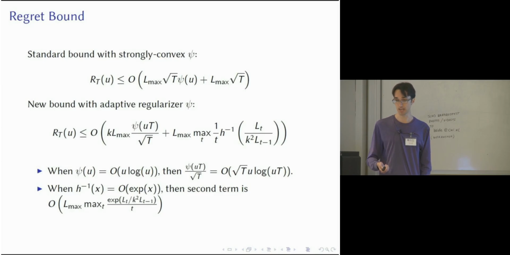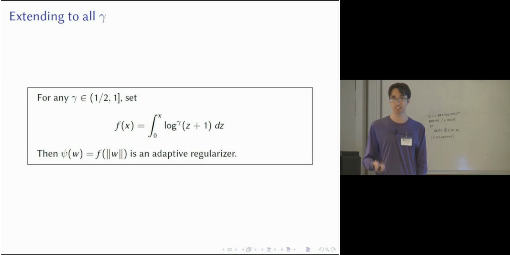But we want to do it for any gamma from 1/2 to 1. So we have to go a little bit further. And that's actually pretty easy to do, because checking whether something is an adaptive regularizer just involves calculating like 3 derivatives. And anybody can calculate derivatives.